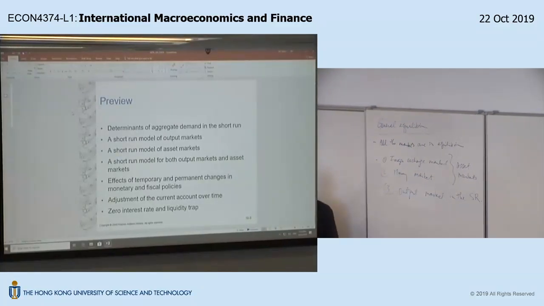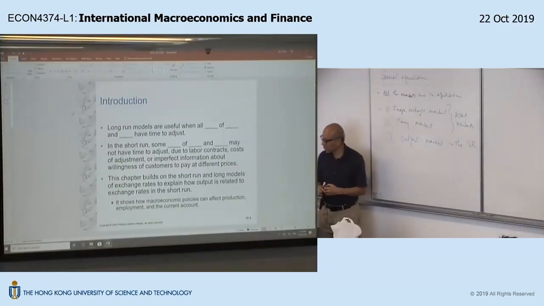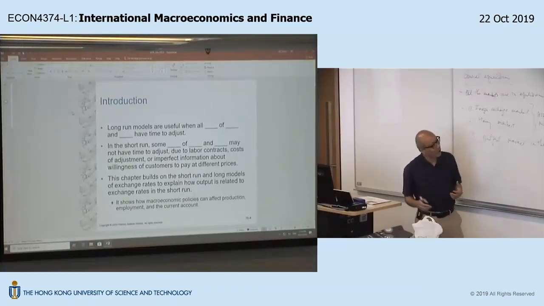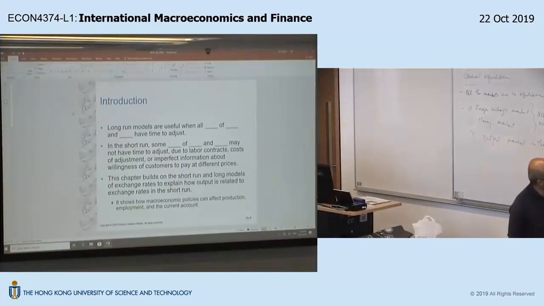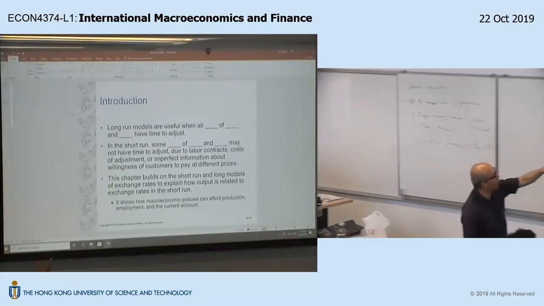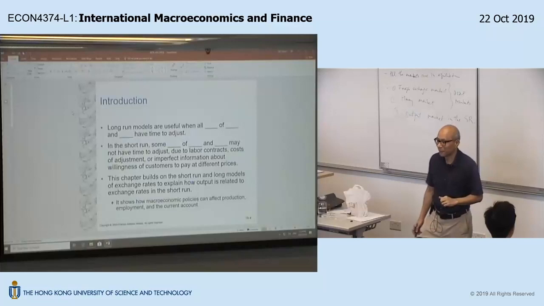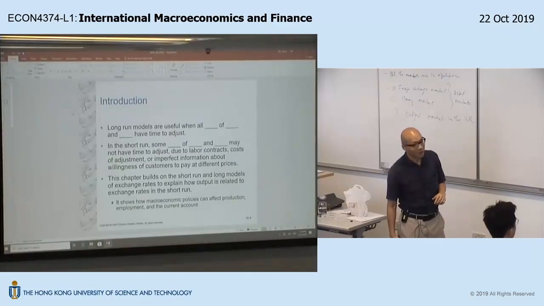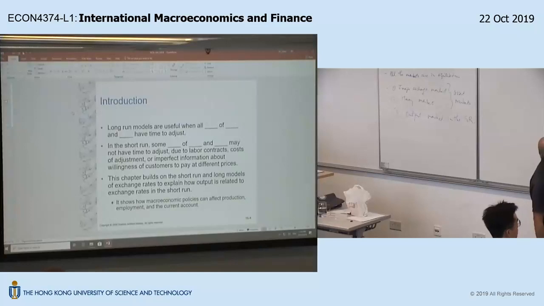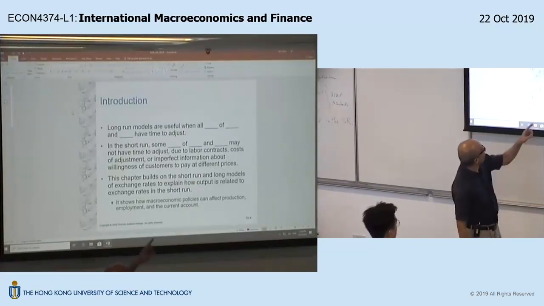Okay, questions? Okay, so let's try some fill in the blanks. I can't remember what is the correct answer actually. So long run models are useful when all blank or blank and blank have time to adjust. So what do you mean? What do you think? All markets of what and what have time to adjust? No, of all factors of production and what?